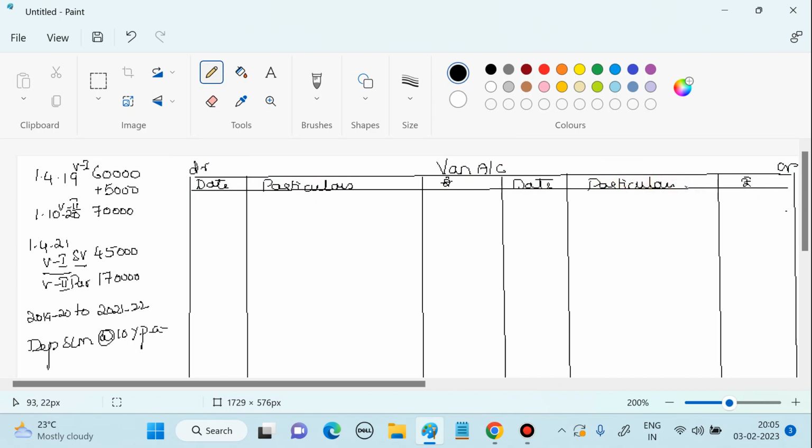So we start with 2019 April 1st. There was a van purchased to cash or bank account. It is van 1, V1, that is 60,000, and again money was paid for registration. So expenses, that is also capitalized. We're writing it there, 5,000.